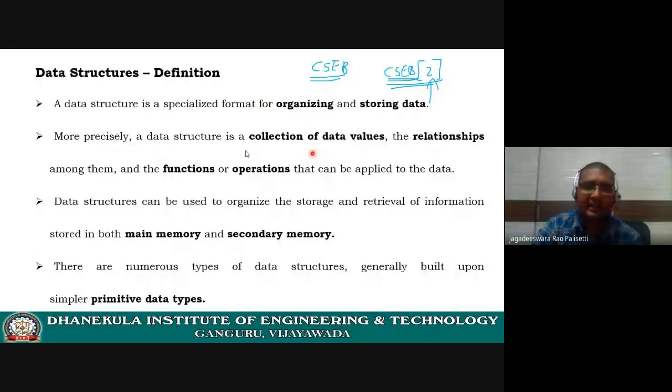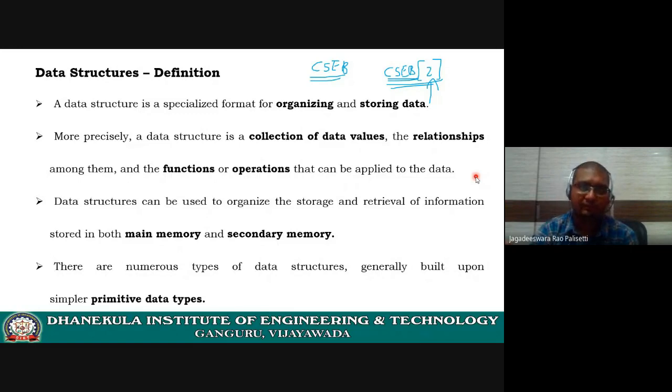Next, a data structure is a collection of data elements or data values, the relationship among them, and the functions or operations that can be applied onto the data. Am I clear? You are not simply storing the values. They may have a relation from one data value to the second data value. For every data structure, the data values may not have a relationship. Am I clear? They may have a relationship.